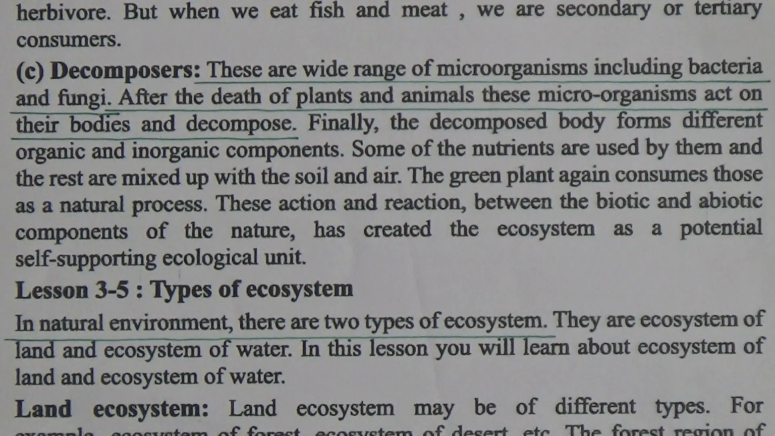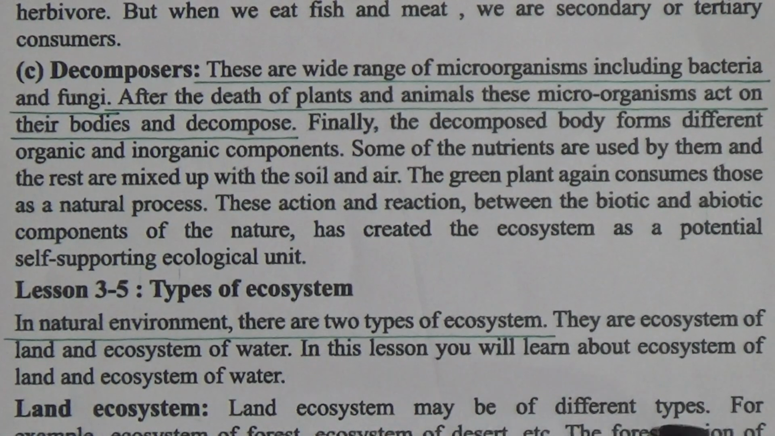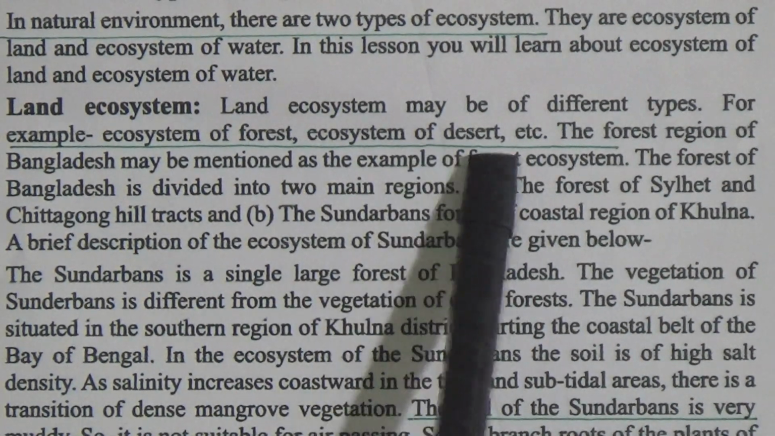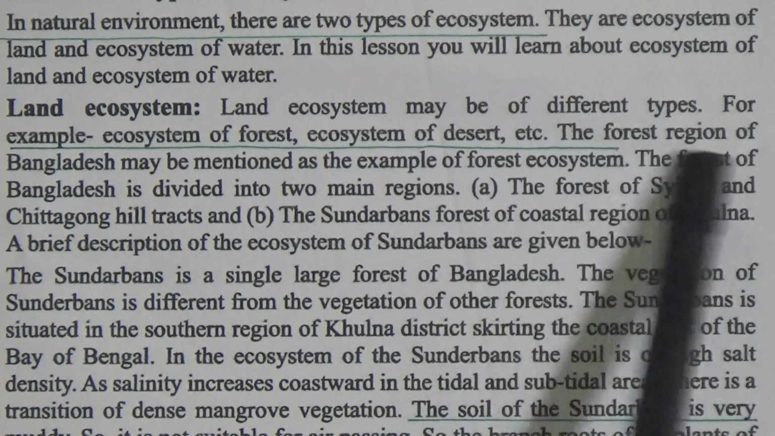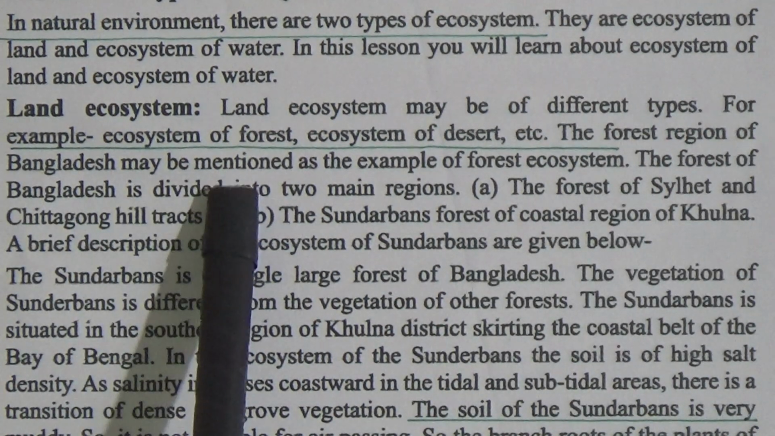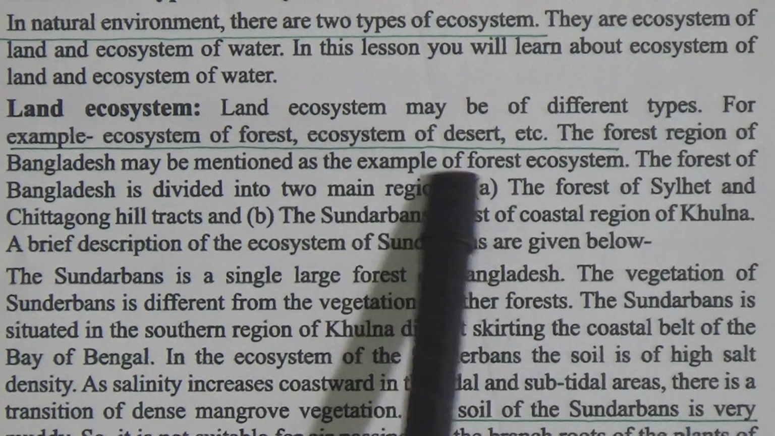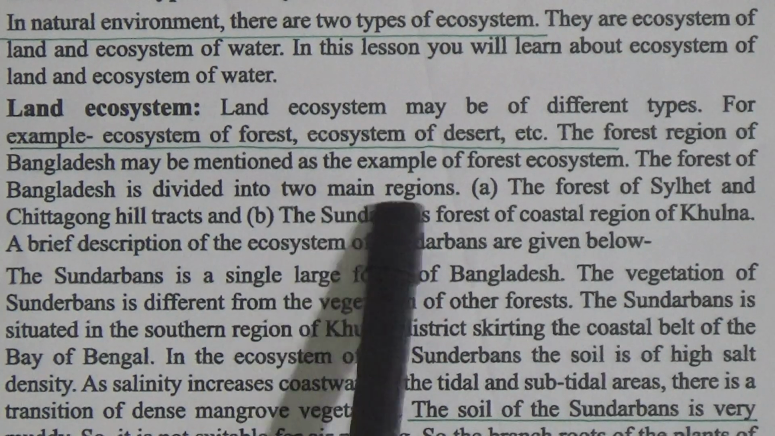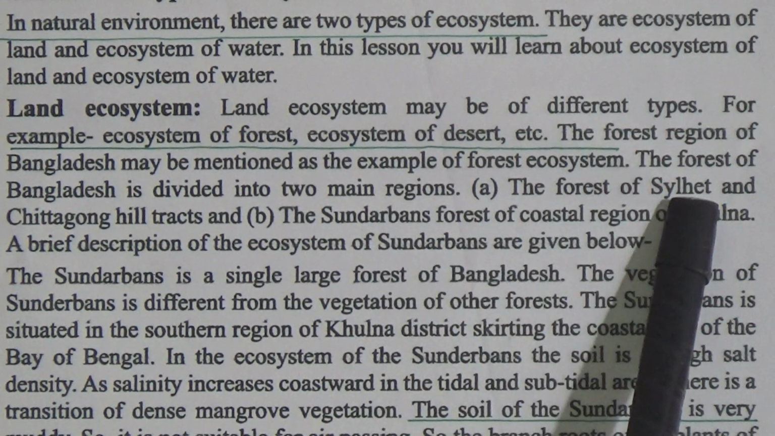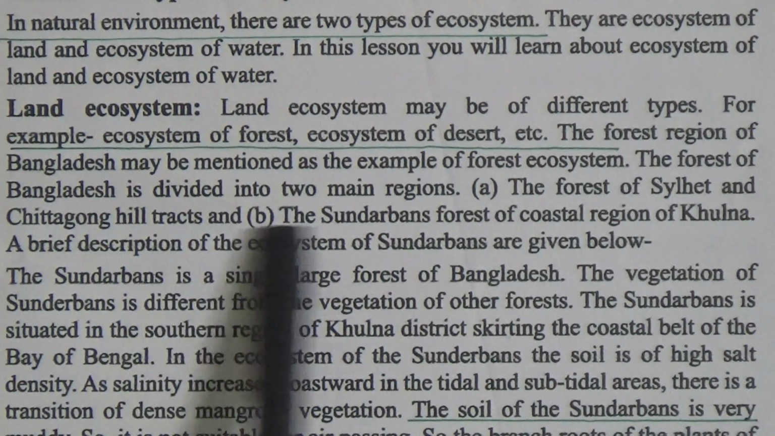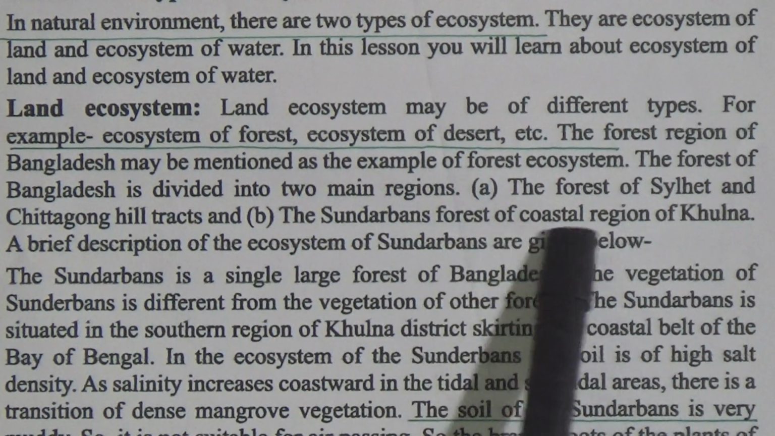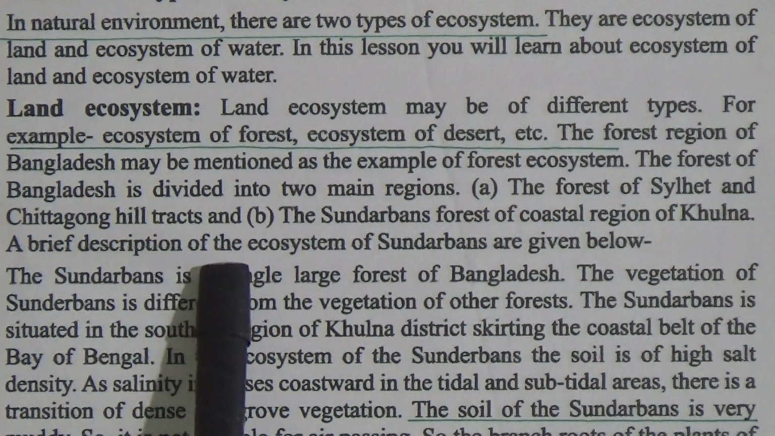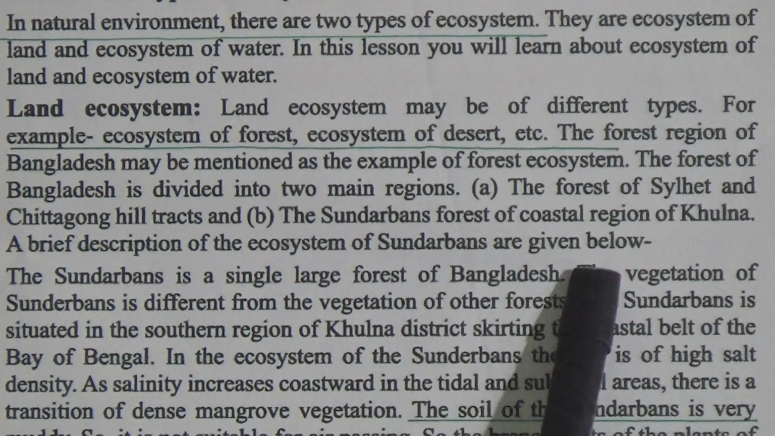Land ecosystem. Land ecosystem may be of different types. For example, ecosystem of forest, ecosystem of desert, etc. The forest region of Bangladesh may be mentioned as the example of forest ecosystem. The forest of Bangladesh is divided into two main regions: the forest of Sylhet and Chittagong hill tracts, and the Sundarbans forest of the coastal region of Khulna. A brief description of the ecosystem of Sundarbans is given below.